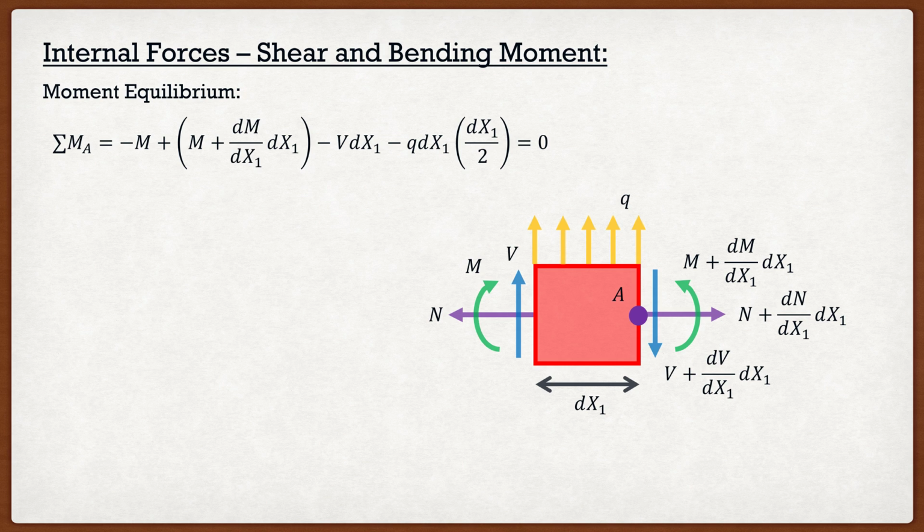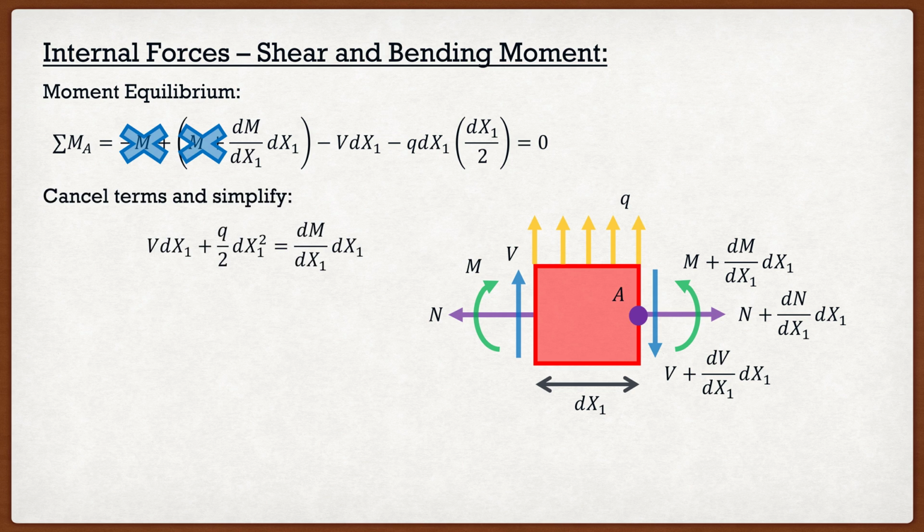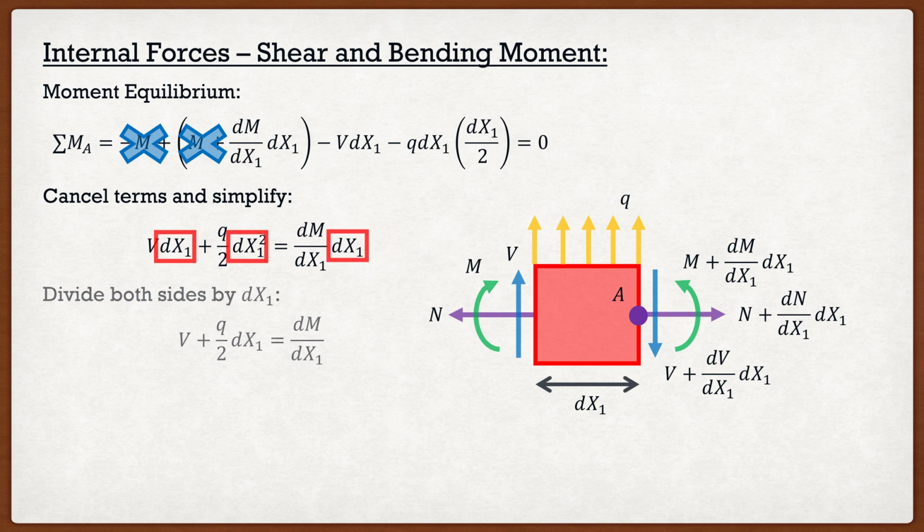As you're going to see, we're going to follow a very similar procedure as before, where we say, all right, we have a moment and we have a negative moment, therefore those are going to cancel. Therefore, we can cancel the terms and simplify the equation as follows. And just like before, we notice that every term now has a dx1 term. Therefore, I'm going to divide all the sides by dx1, and I'm left with the following expression.